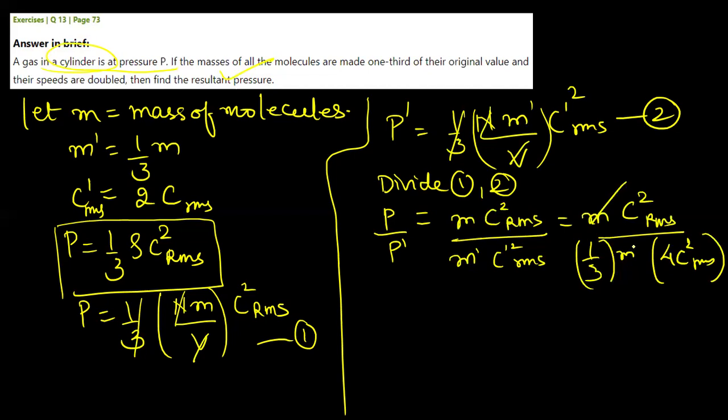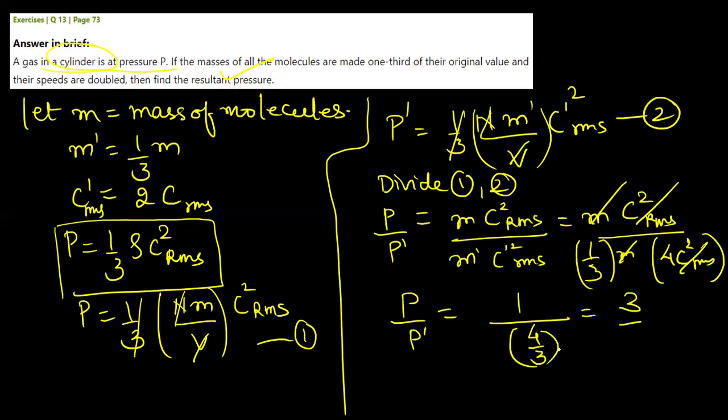So if you see, this again gets cancelled. So I'm left with P upon P dash equal to 1 upon 1/3 into 4. So this is 4/3 in the denominator. Okay, 1/3 into 4, in the denominator only. So when this goes up, it will become the reciprocal, 3/4. So what is the new pressure? The new pressure P dash is 4P upon 3. That is our answer.